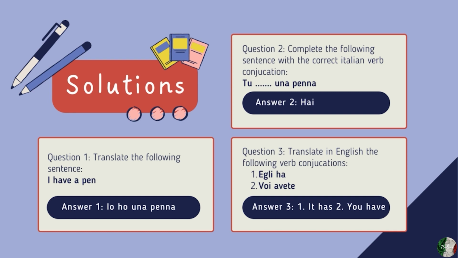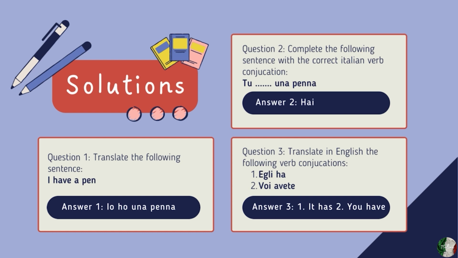Okay, so here I'm going to present the solutions, and in particular, the first question is to translate the following sentence. I have a pen. Io ho una penna. So pen is penna. While question 2 is to complete the following sentence with the correct Italian verb conjugation.